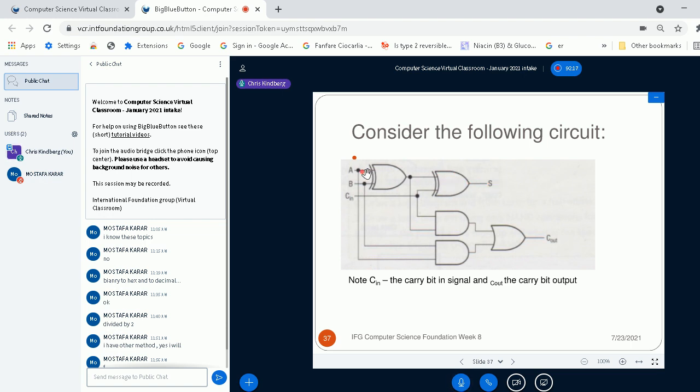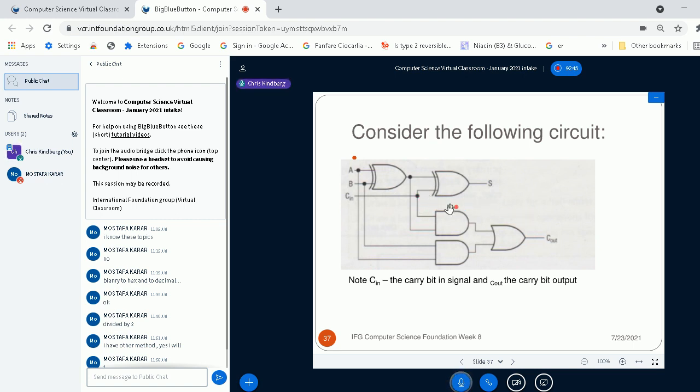So for example, if A is 1, and B is 0, and the carry bit is 1, then by adding 1 and 0 I get 1 coming out here. And if I've got a carry bit of 1 coming in from my neighbour, then I'm going to exclusively OR that, and I will actually get a 0 because that's a 1 and that's a 1.